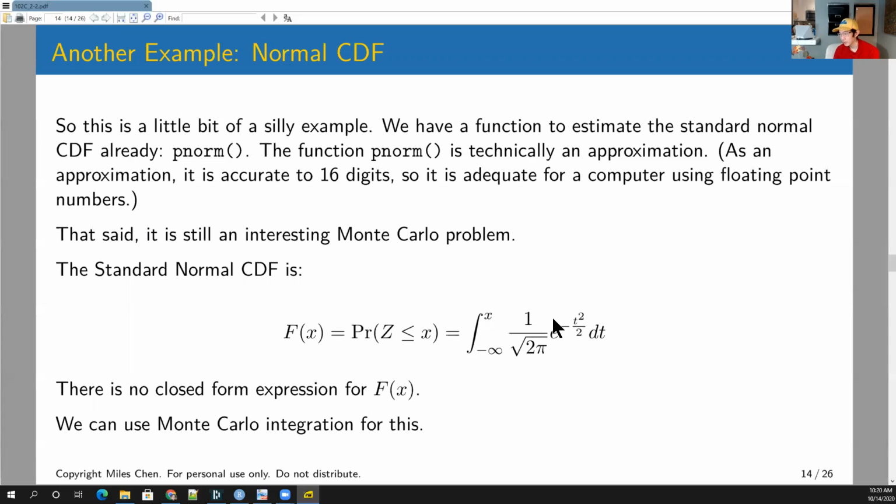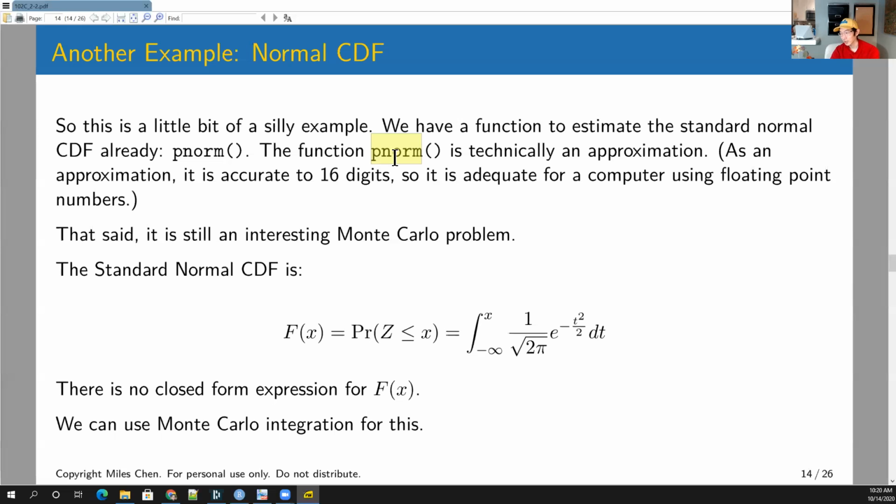Okay, so what if we want to estimate the cumulative distribution function of the normal distribution, right? If you need the CDF of the normal distribution, technically we can do this using pnorm, right? pnorm gives us the CDF of the standard normal. I don't know if you knew this, but pnorm is technically an approximation, okay? It's a very good approximation. It's accurate up to 16 digits, but it's not accurate beyond that.